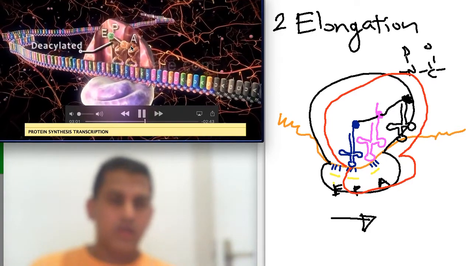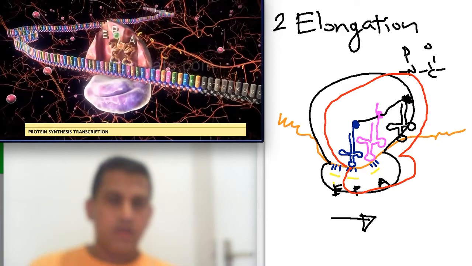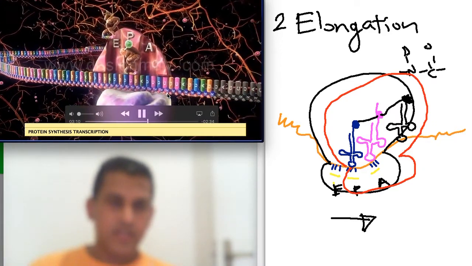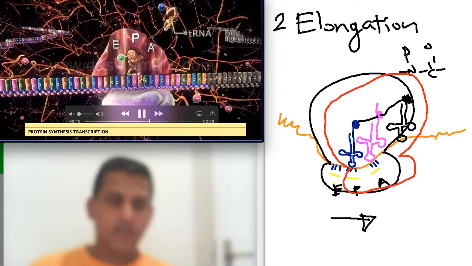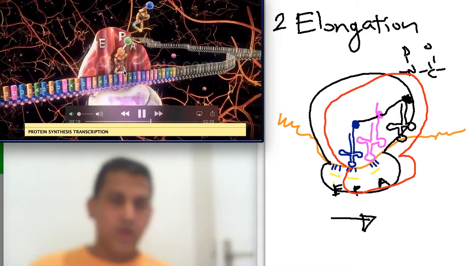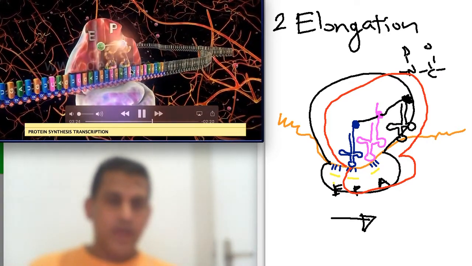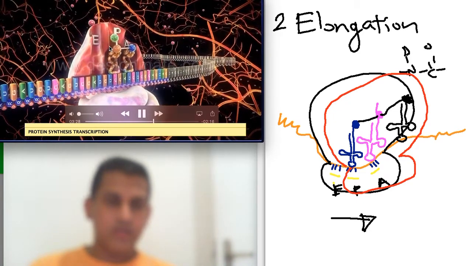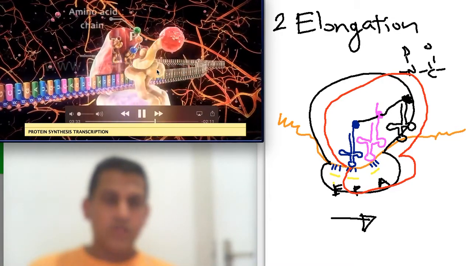This is called a peptide bond. Now it's moving one codon. The E site exits, the P site is vacant. The new tRNA is now in the P site, and a new tRNA joins the A site, and they're going to make a new peptide bond. So this process continues until all the codons are read.